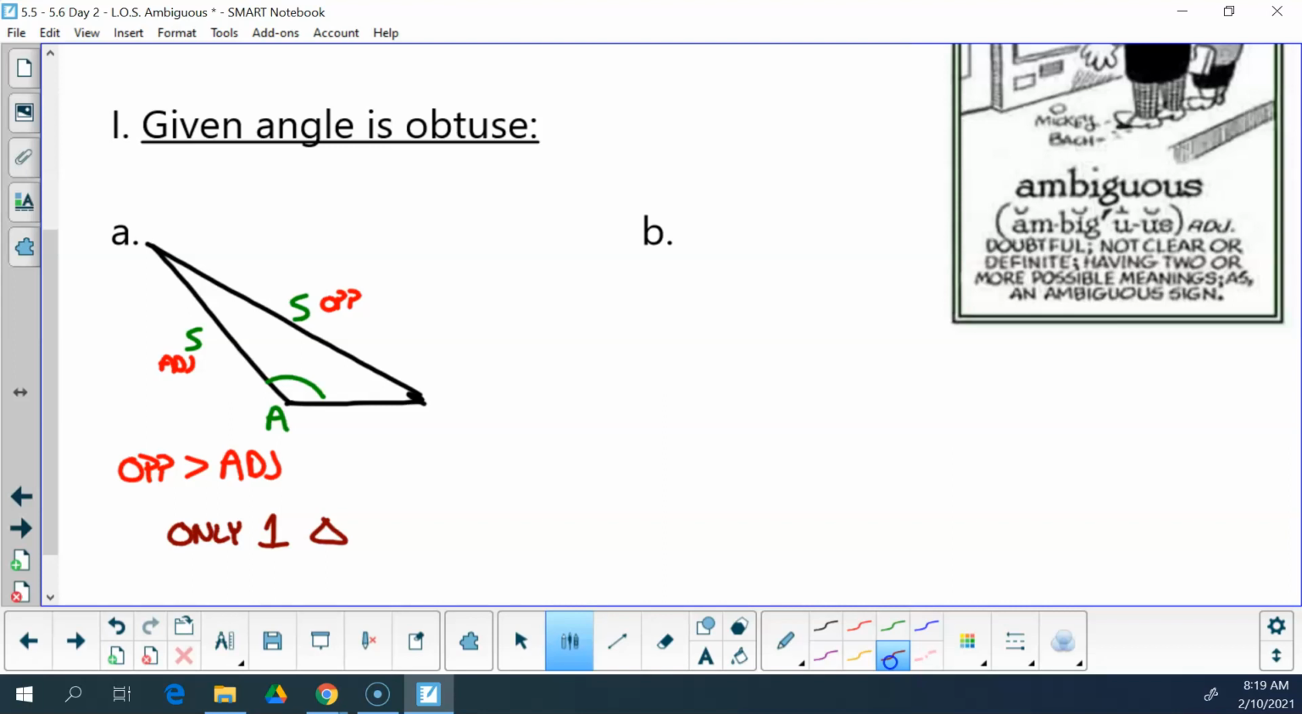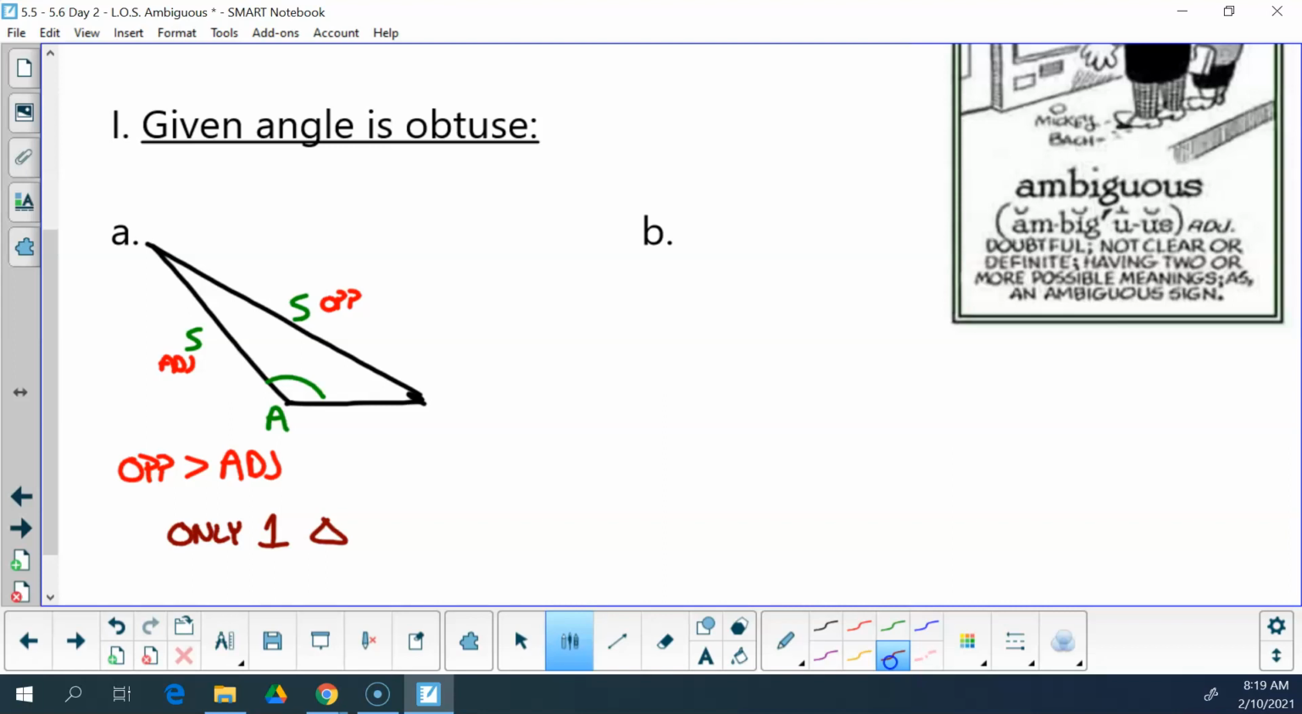What do you mean by only one triangle? So in the angle side case, we're either going to have 0 triangles formed, 1 triangle formed, or 2 triangles formed. So in this particular case, we're only going to have 1 triangle formed, and we're going to use the law of sines, and we're going to solve it, and we're going to be done with it. We're going to move on to the next problem.